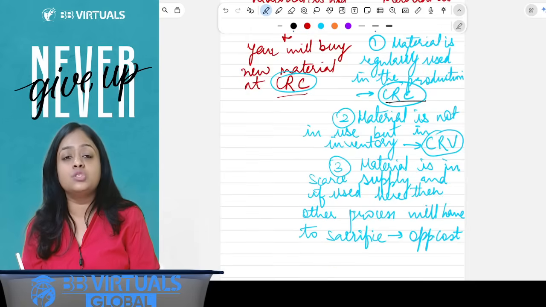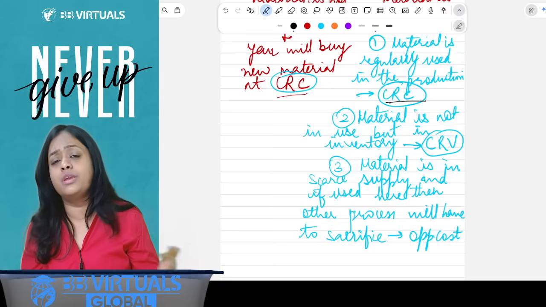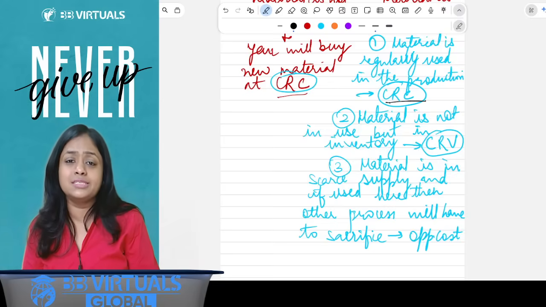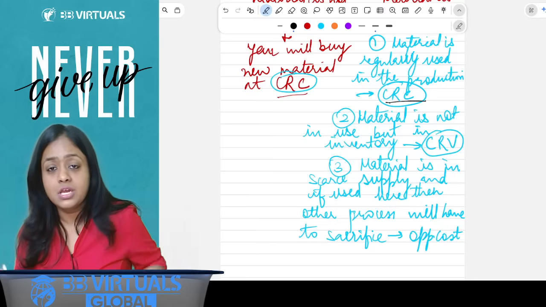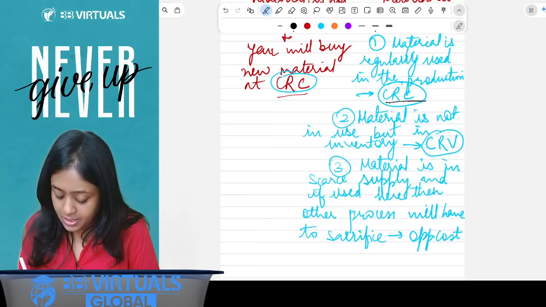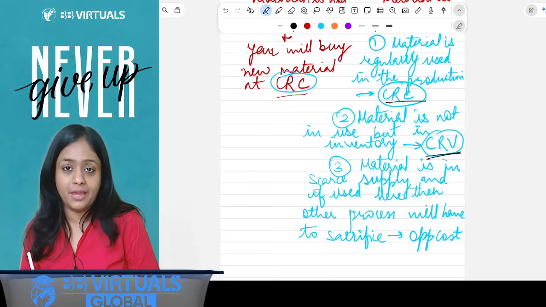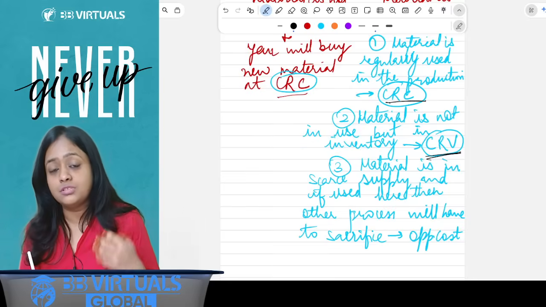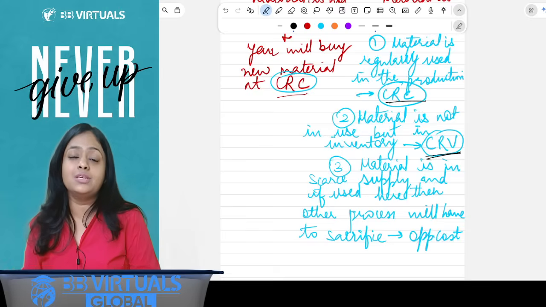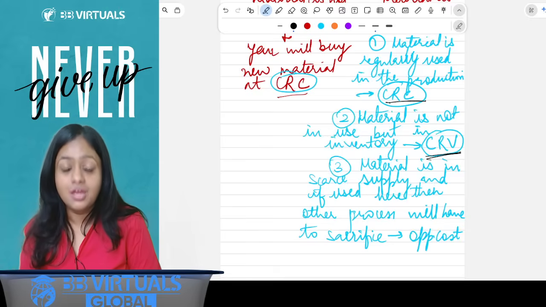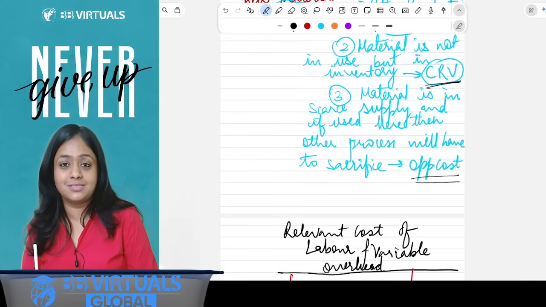When the material is not in use, and so it is probably available to be sold, then the entity would like to resell it. So the relevant cost will be the current resale value. Third is when the material is in short supply and you have to shift the material from the other product to this product. So what is the entity losing? Contribution. So the relevant cost will be that lost contribution or opportunity cost.